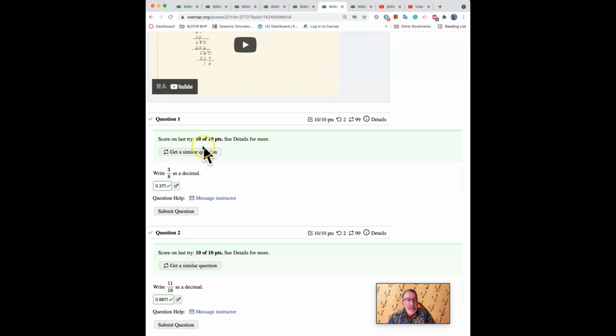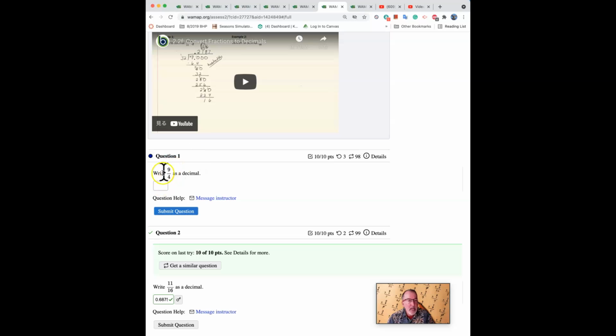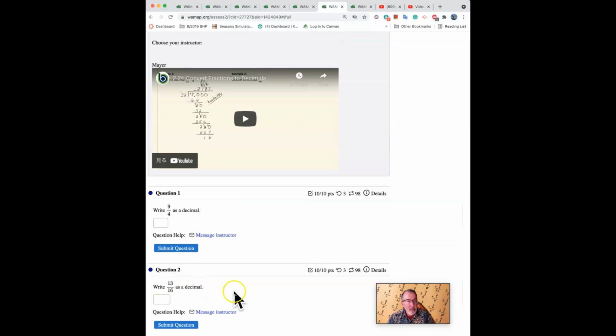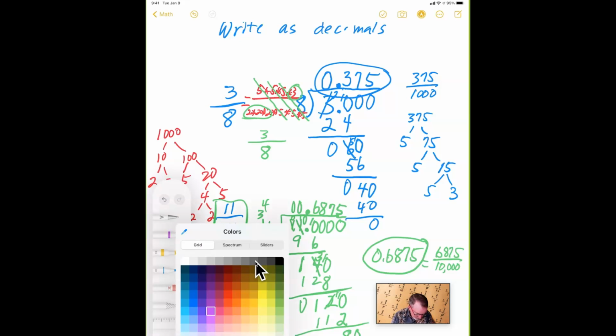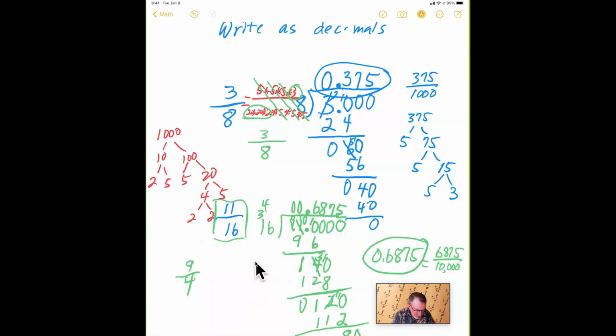Okay. And you can go ahead and work a similar question, 9 over 4. Now this is an improper fraction, which could be interesting. And over here we have what? 13 over 16. Let's work the 9 over 4. And I'll try to keep this small so I can get a single screenshot. 9 over 4, right? Let's get a new color. Let's go with purple. All right, so 9 over 4, we're going to divide 4 into 9.